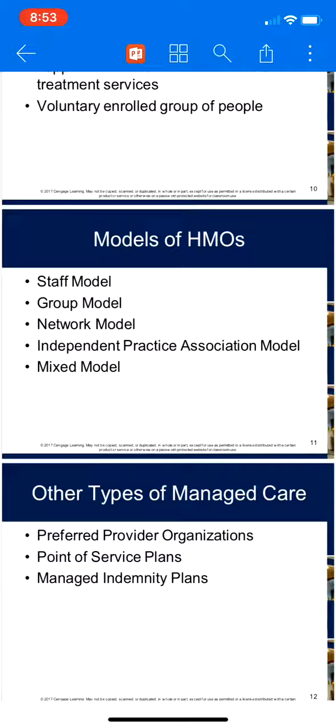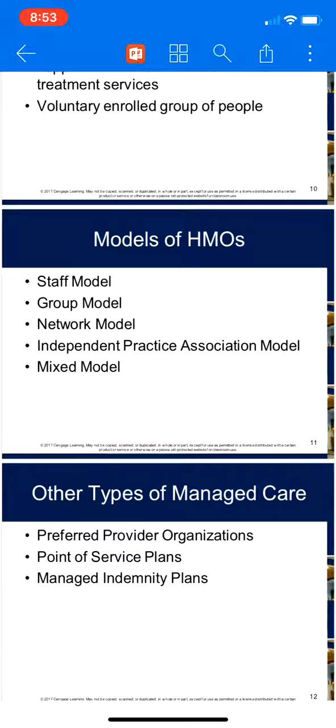A few group model HMOs are still active, including the well-known Kaiser Foundation Health Plan, in which the Permanente Medical Group employs nearly 175,000 individuals who provide medical services for an estimated 9.1 million members.